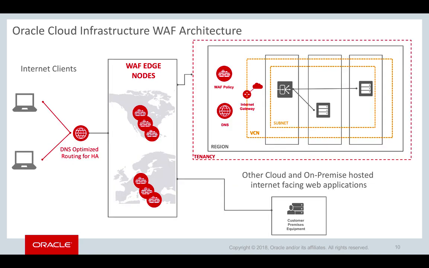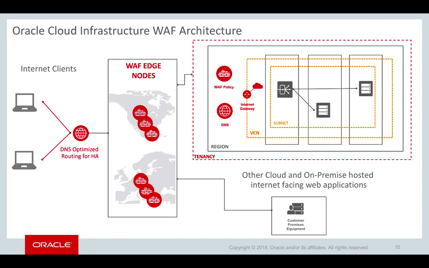Here's the Oracle Cloud Infrastructure WAF architecture. Once you configure your rules, you can then publish them to the WAF edge nodes, which are spread around the globe. When a client requests access to your web application, all the traffic flows through the OCI WAF edge nodes before arriving at your application server. This allows the WAF to inspect the traffic and compare it to the defined rules and parameters that were published by the WAF policy that you created.